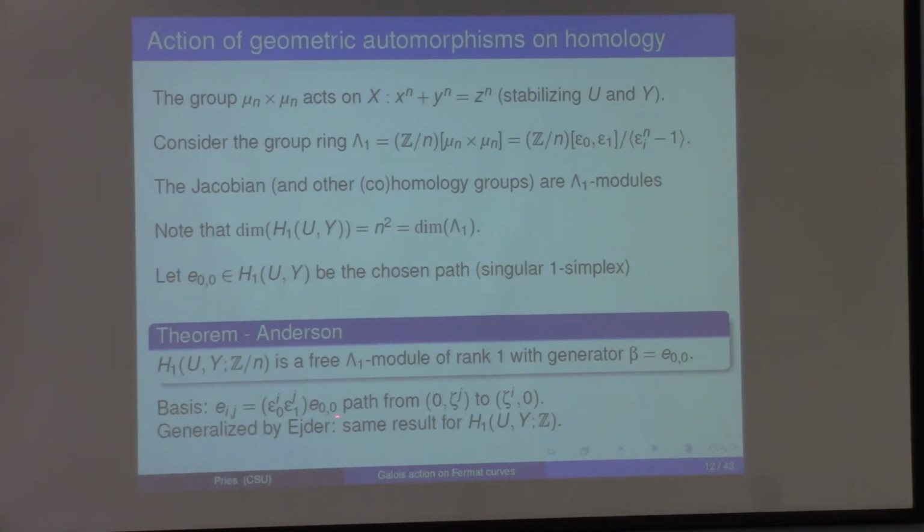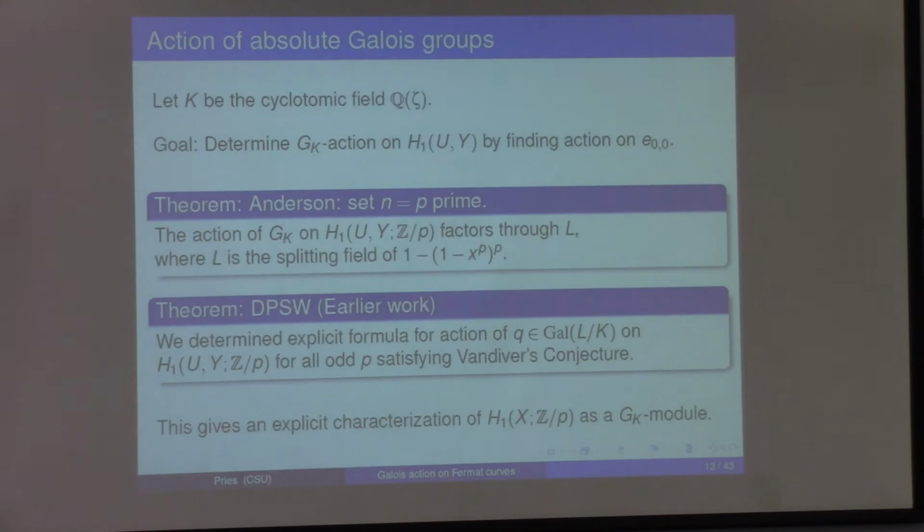And let me just say that Oslam has generalized Anderson's results, but taking the coefficients from Z mod n and replacing them with integral coefficients. Okay, so we have a basis for this homology group, and the way you find that basis is you take our starting path, which is the easiest possible path, and then you act by these automorphisms, and those give you other simplices in this homology that generate it. So the goal then is to determine the action of this absolute Galois group on this relative homology by finding the action on that one path.